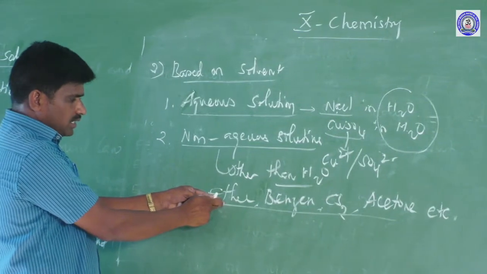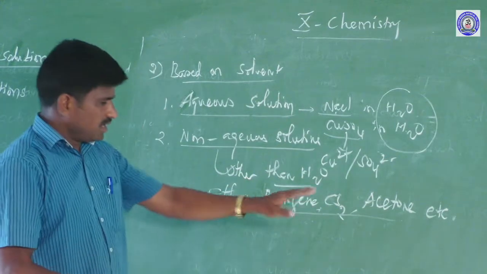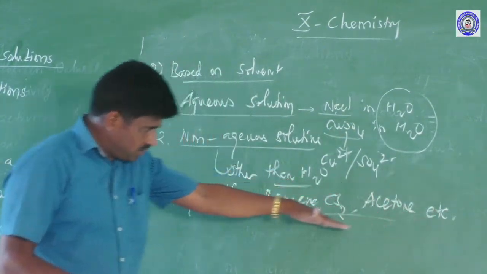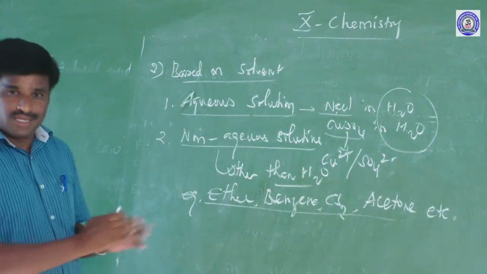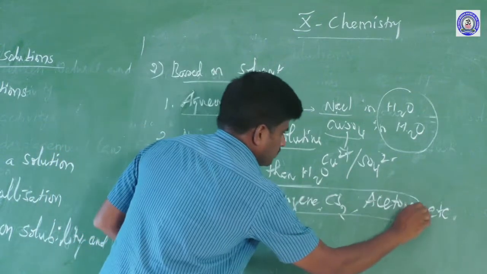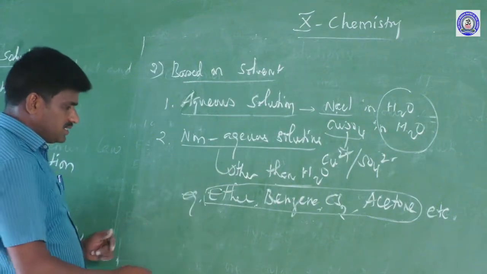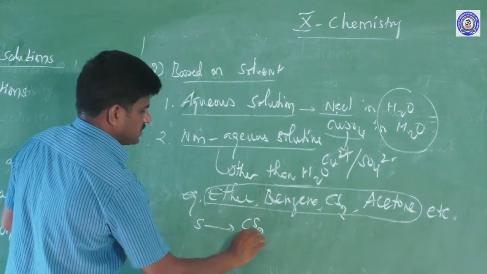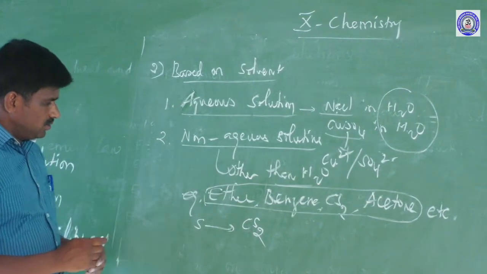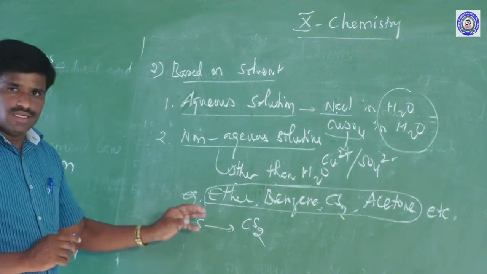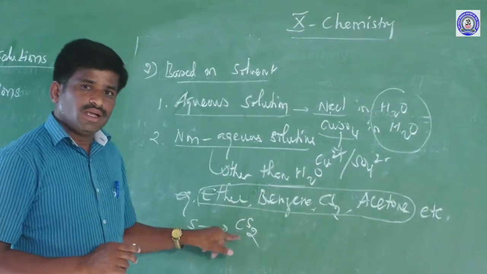Ether, we know, is a non-polar compound. Benzene also is a non-polar compound. Carbon disulfide and acetone are also non-polar compounds. These are used to dissolve non-polar compounds. That is the point here. For example, sulfur dissolves in carbon disulfide. The substance sulfur can be easily dissolved in carbon disulfide, but sulfur does not dissolve in water. It is insoluble in water, but sulfur can easily dissolve in carbon disulfide.